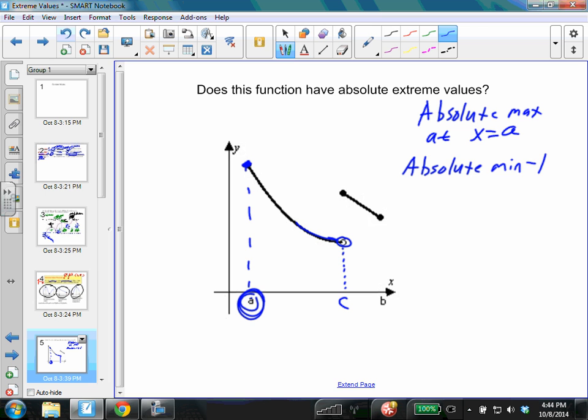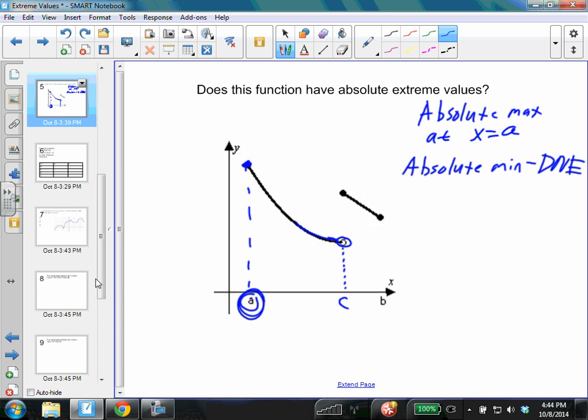It doesn't exist. Okay? There's no one specific number that is absolutely as low as we can go. Again, because we can just keep getting farther and farther down, closer and closer to that circle, but there's not one spot that we can hit and say we made it and now we can stop, right? We can always just keep getting closer and closer, and so there's never one that we can say is for sure the absolute minimum, okay? So this is a good example of a function that does this function have absolute extreme values? Well, the answer is yes, it has an absolute max, but no, it doesn't have an absolute min, okay?